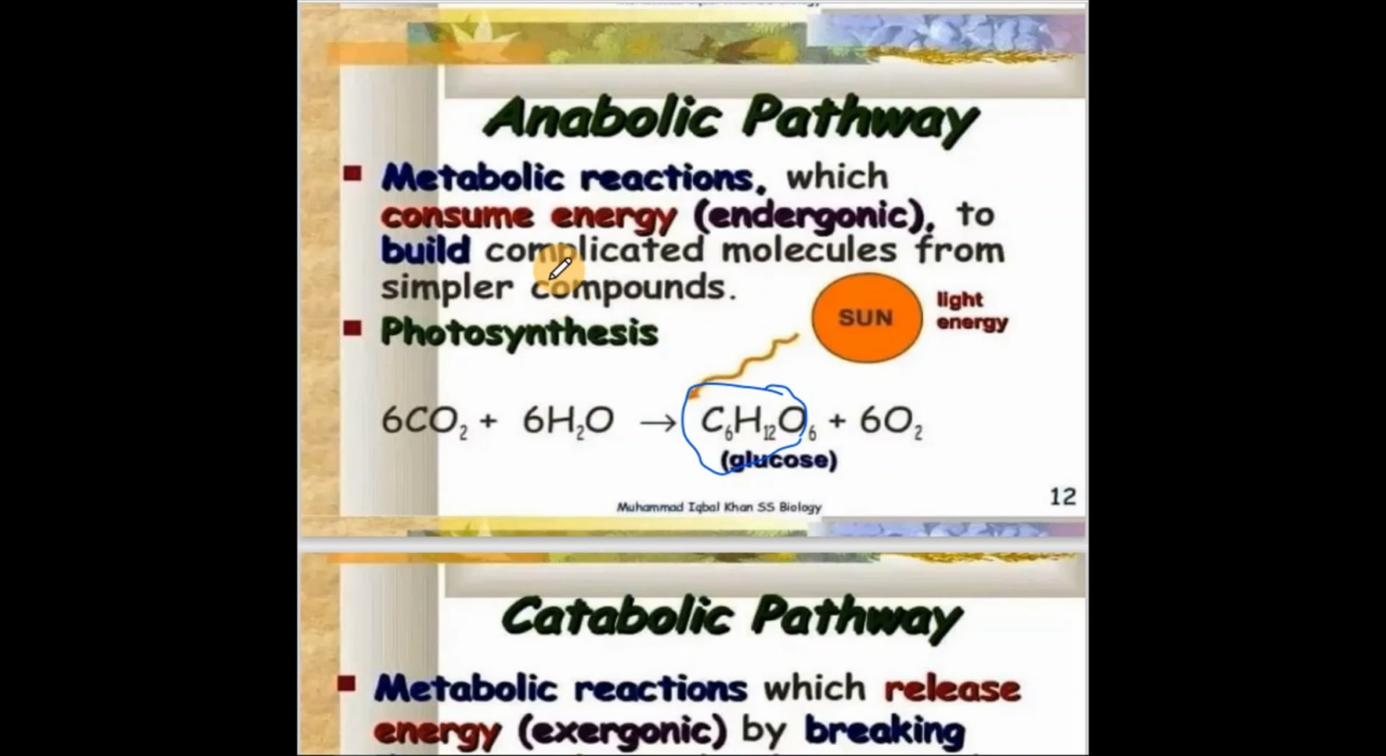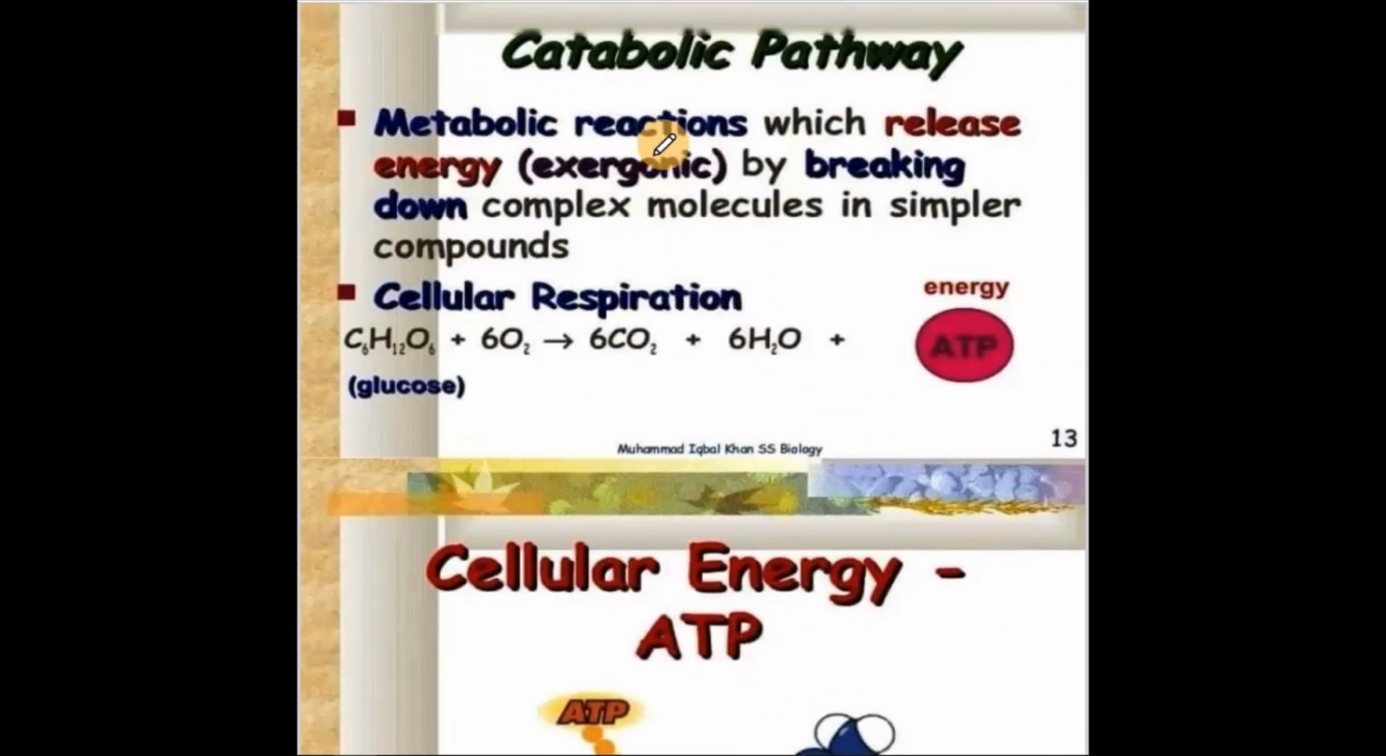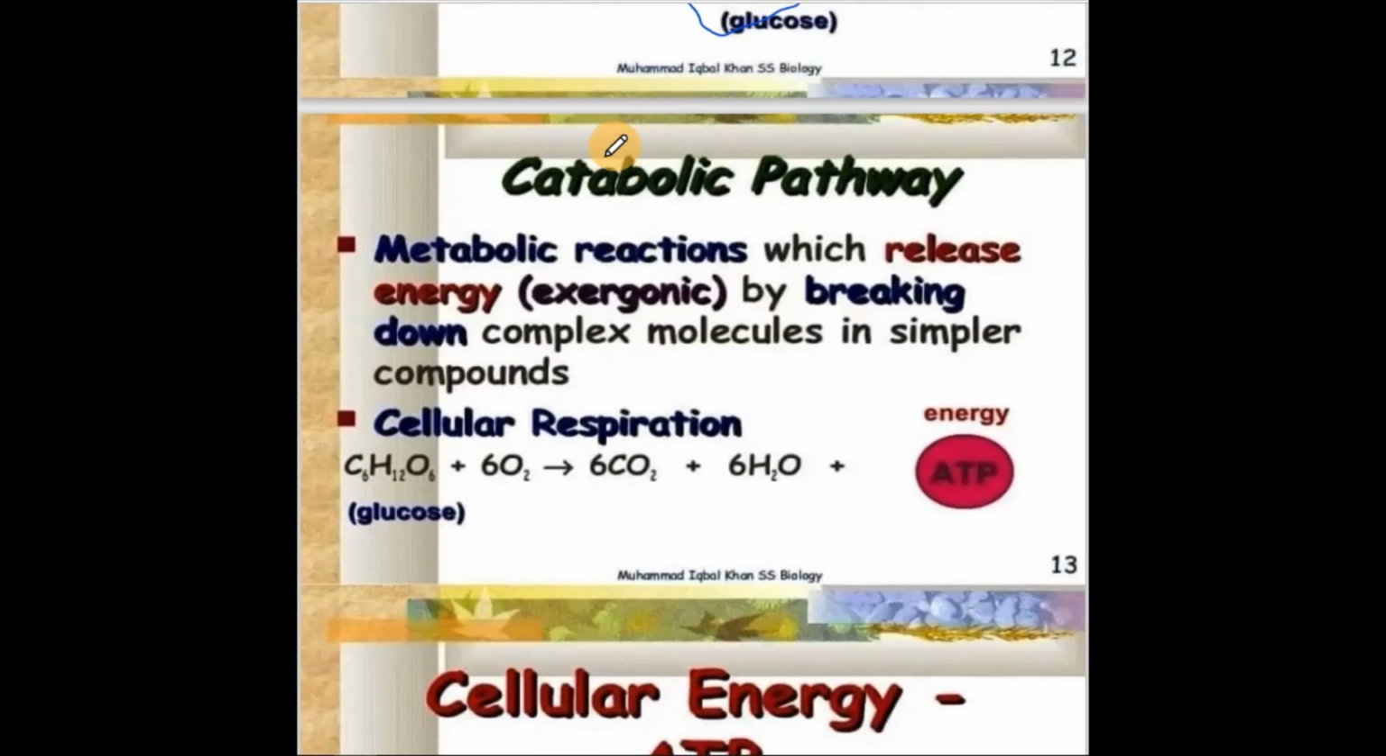anabolic reaction. And it's endergonic because it needs a net input of energy. We have to get an energy source before we can proceed with anabolic reactions or synthetic reactions. The next one is the catabolic pathway or catabolic reactions, which is just the opposite of the anabolic. Whereas the anabolic synthesizes a large molecule from smaller ones, the catabolic breaks down a large molecule into smaller ones, and it is an exergonic reaction.